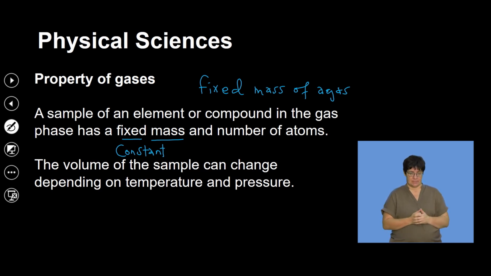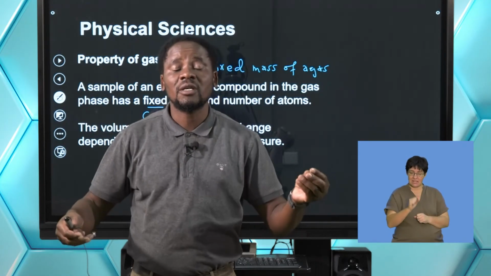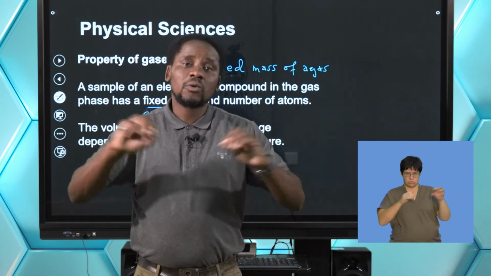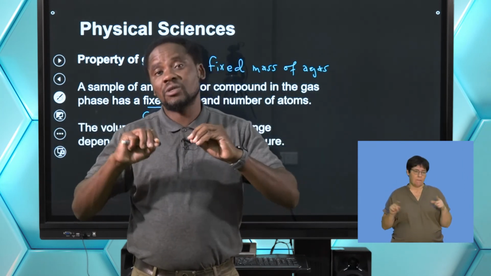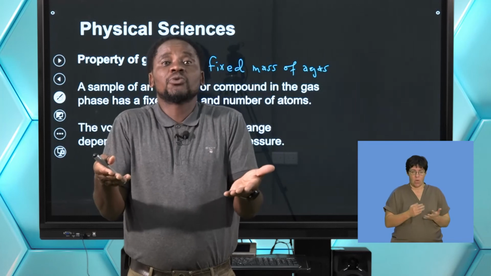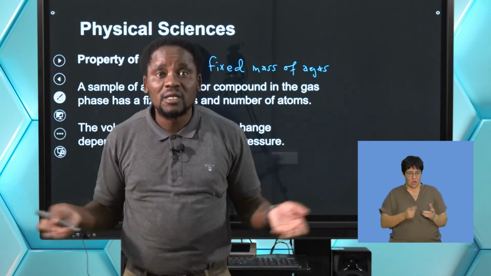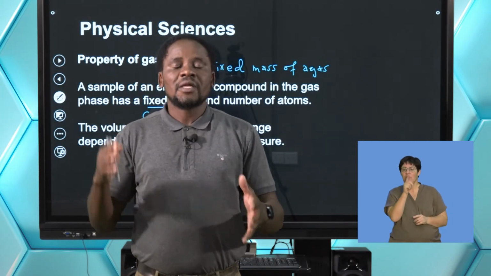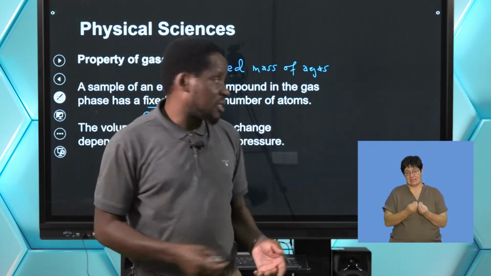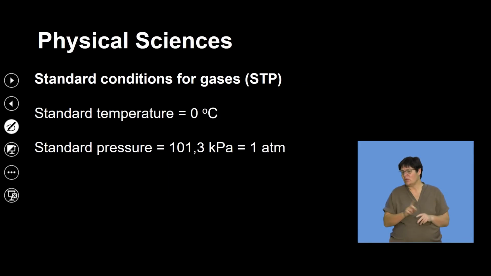The volume of the sample can change depending on the temperature and pressure. This takes us to something very important: the pressure of a gas depends on how fast the particles are moving, and how frequently they collide with each other, as well as with the walls of the container, which contributes to what we know as the pressure of a gaseous substance. That would depend on the temperature. But where are we going with this?